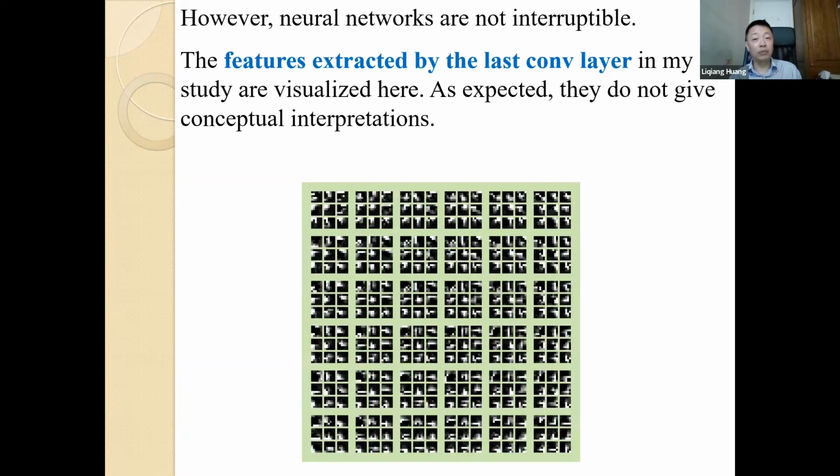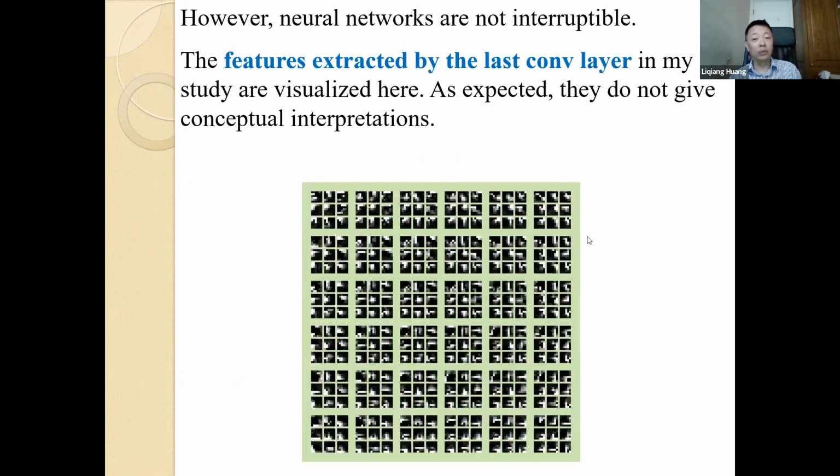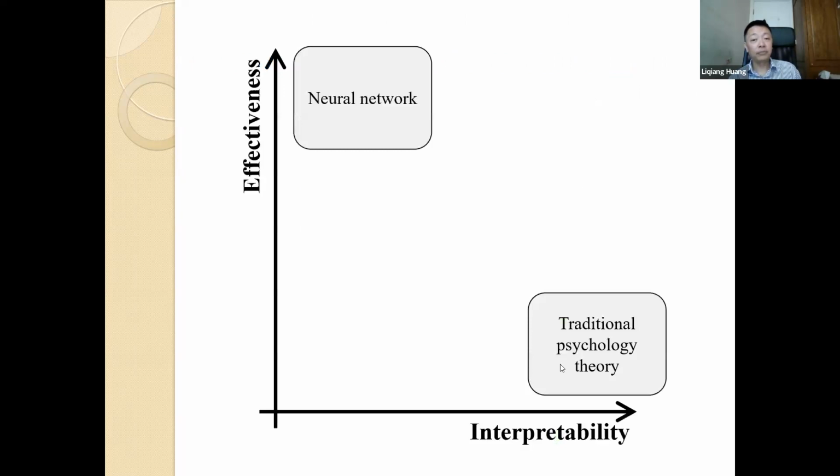So all of those are very impressive, but it's not that they have no problem. However, neural networks are not interpretable. So those are of course not interpretable, but even the relatively very simple neural network I have built in this study is not interpretable. These are the features extracted by those neurons in the last layers of that network, and you can see it's not clear. There's no clear conceptual interpretation of what it is doing.